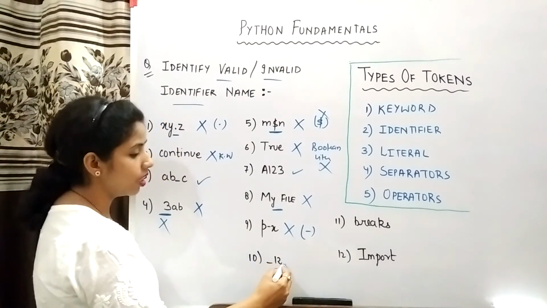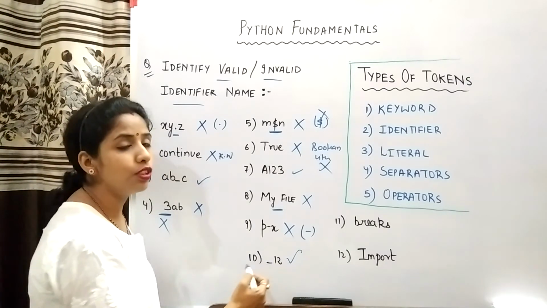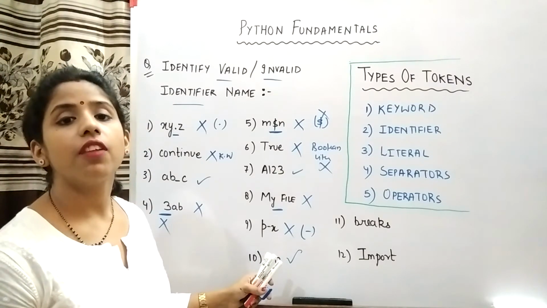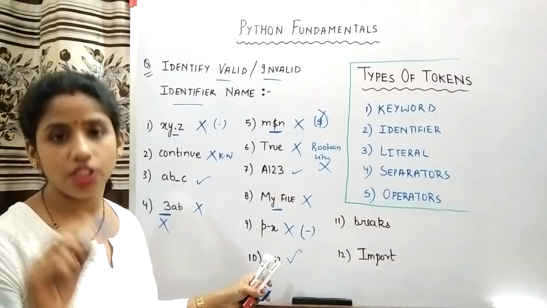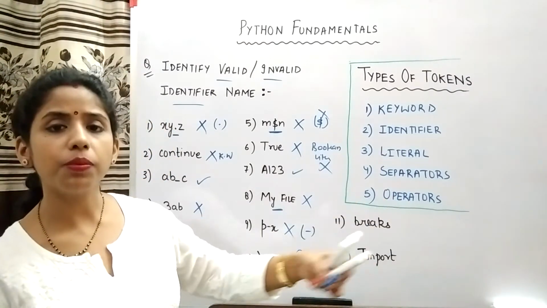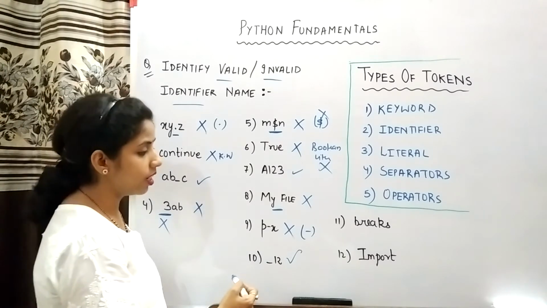Then this one is valid because it is starting with an underscore. I told you that it can start with an underscore, and it can start with an alphabet. It should not start with a digit. So see, it is not starting with a digit, but at the second, third, fourth, fifth place you can have as many digits as you want. So this one is valid.